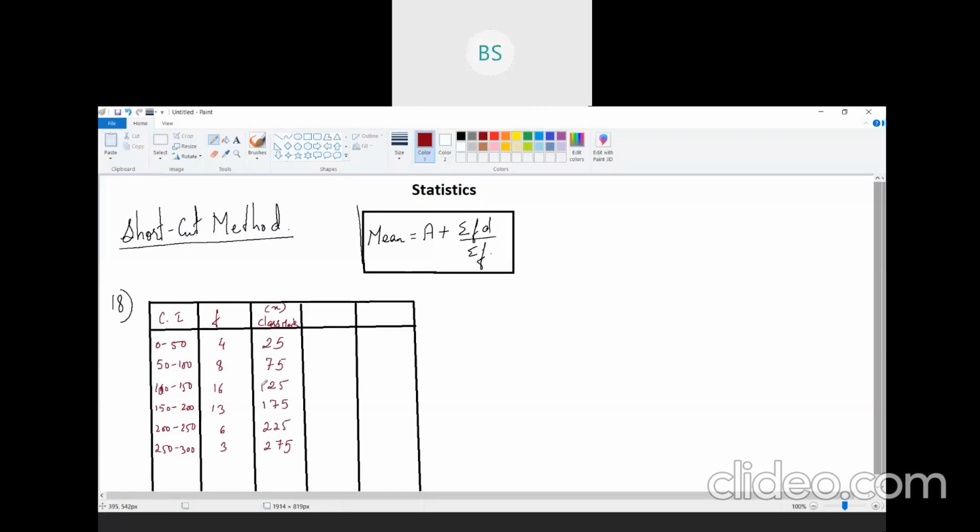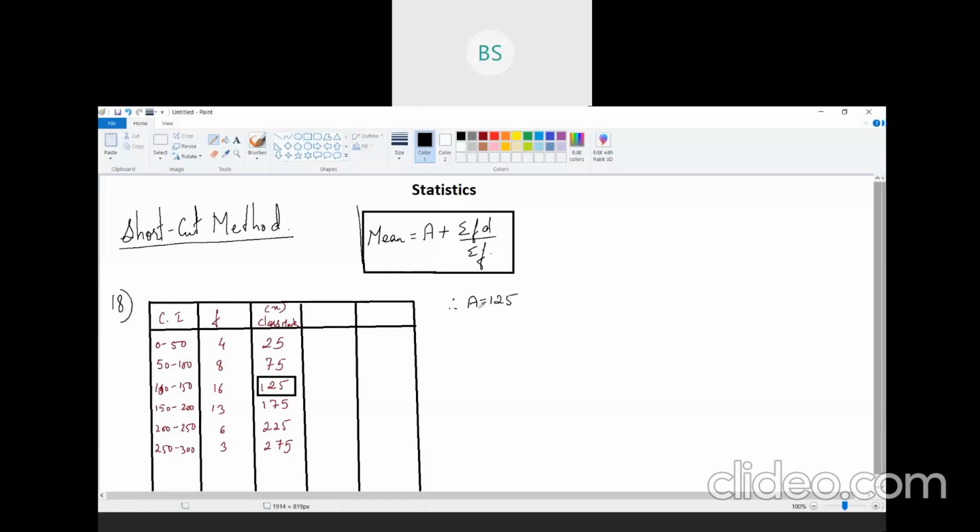Once we find out the class mark, the first step is you have to assume the mean. So here as we can see again the number of class intervals is even. So the center we get is 125 and 175. So out of these two we can take any one as the assumed mean. So I'll consider 125 as the assumed mean. So therefore A is equal to 125.